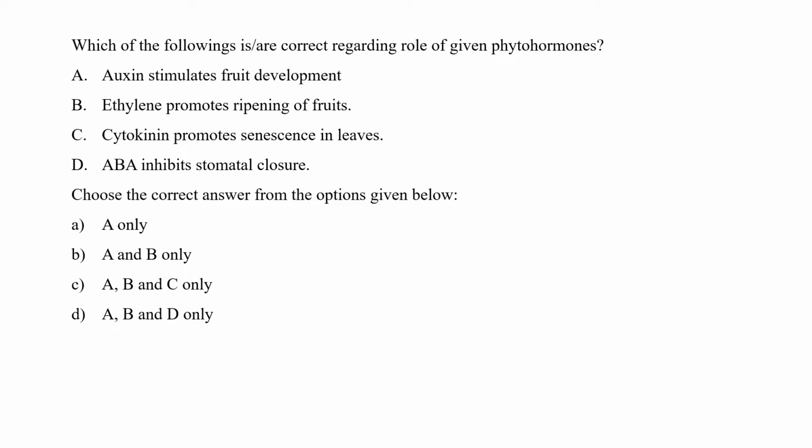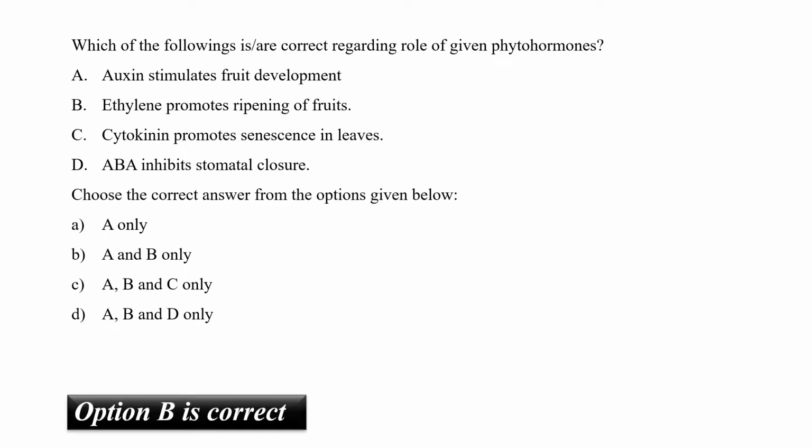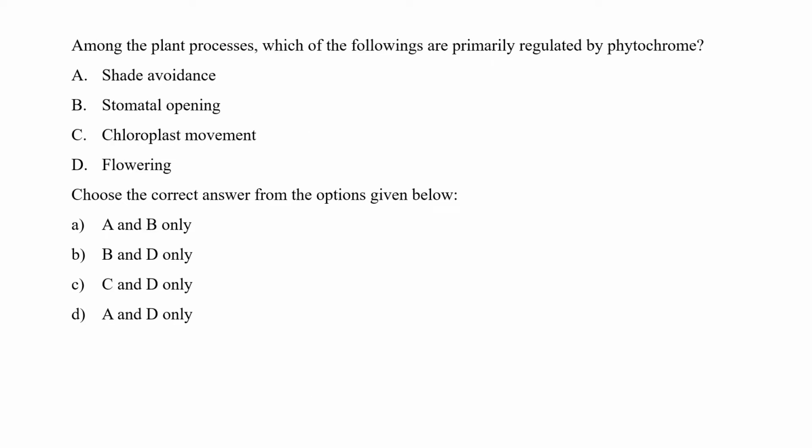The ABA inhibits blue light dependent stomatal opening, an effect essential for promoting stomatal closure in the daytime to prevent water loss. Ethylene is highly effective in fruit ripening. So, from the given options, the correct answer is option number B, statement A and B only.